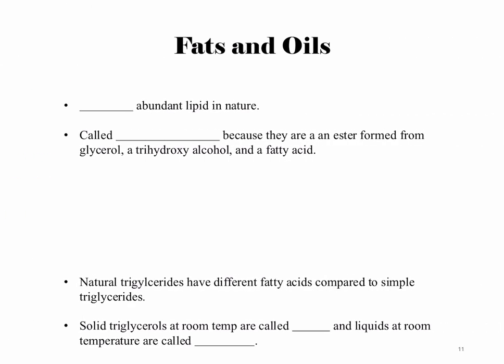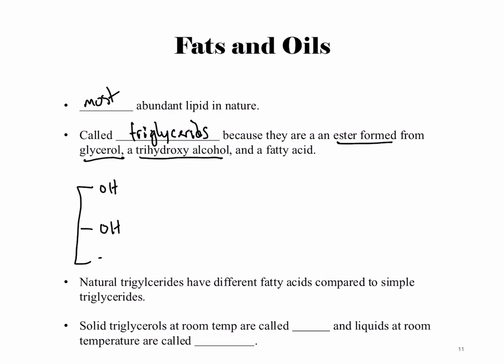So then we have fats and oils, and these are going to be our most abundant lipid in nature. And so they are called triglycerides, because they are an ester that's formed from an alcohol, a trihydroxy alcohol, glycerol, which looks something like this. This is a simplified drawing of what it looks like.